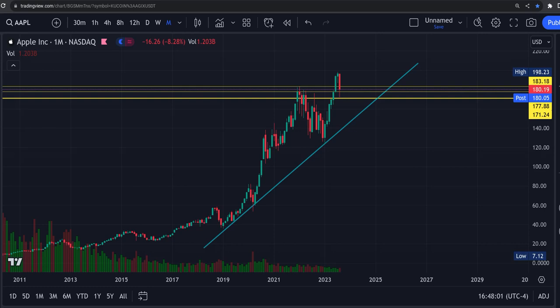I'm back here with another look at Apple Inc. All right, we're going to take a look at this chart.